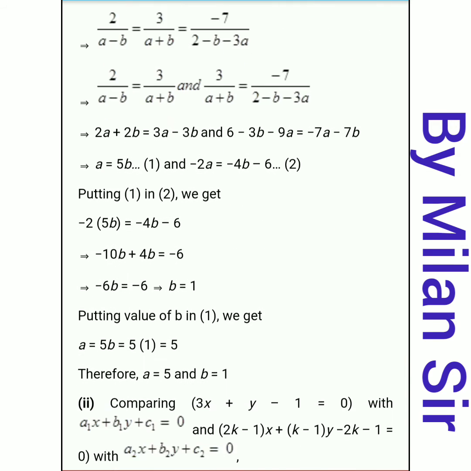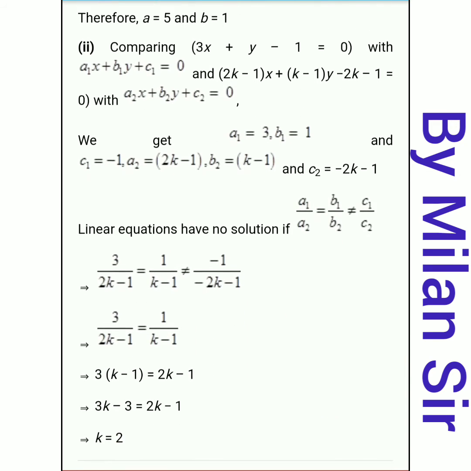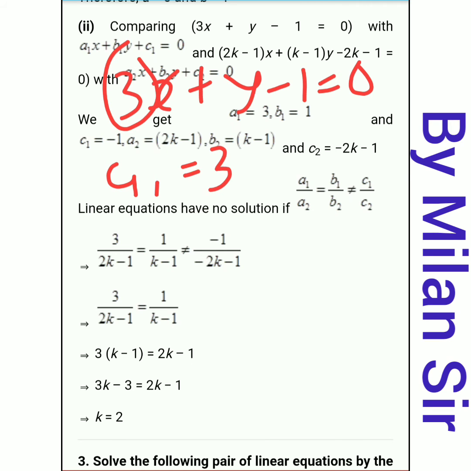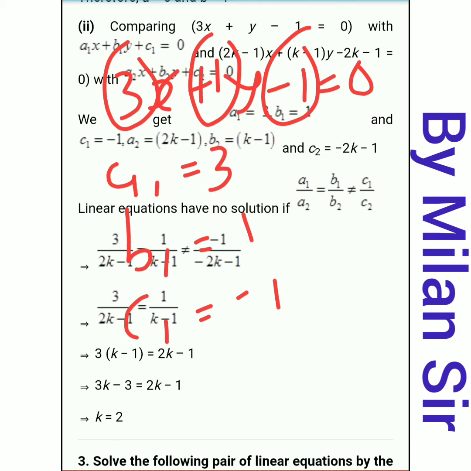Then equation number 2. Here the first equation is 3x plus y minus 1 is equal to 0. So a1, that means the coefficient of x, it is 3. b1, the coefficient of y, here nothing is present, that means 1. And the constant term c1 is equal to minus 1. So a1 is equal to 3, b1 is equal to 1, c1 is equal to minus 1.